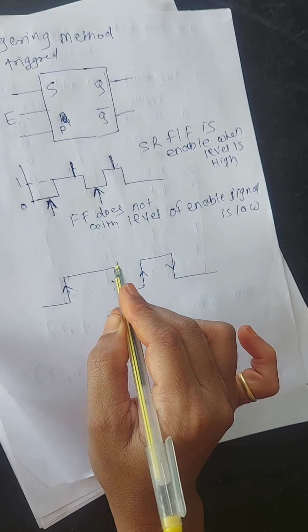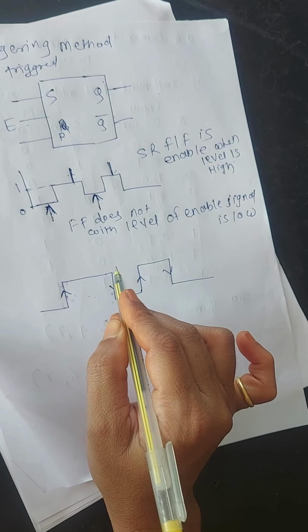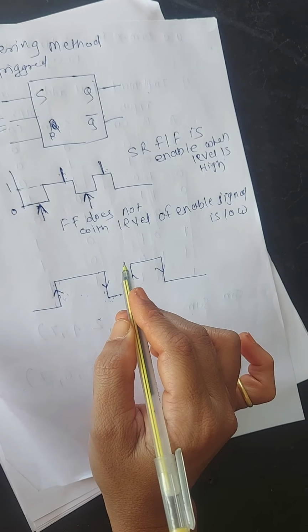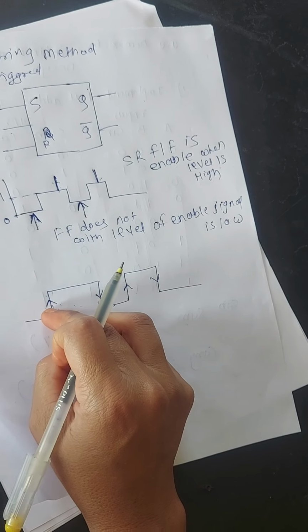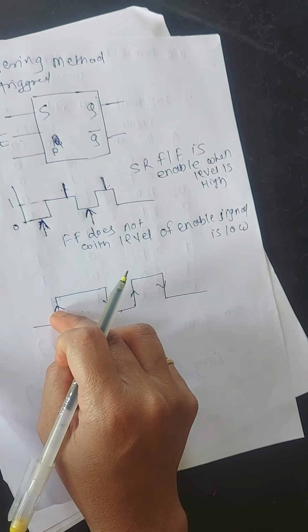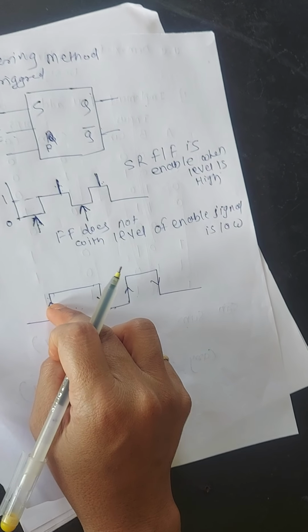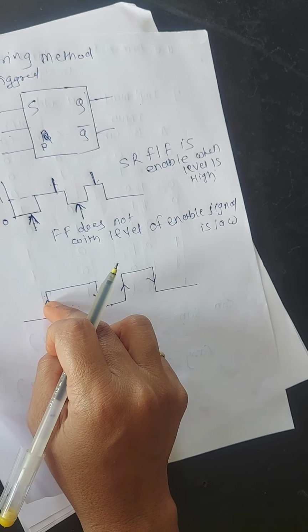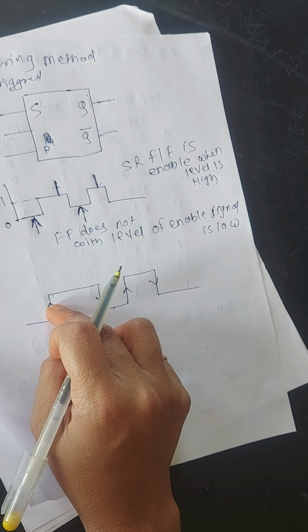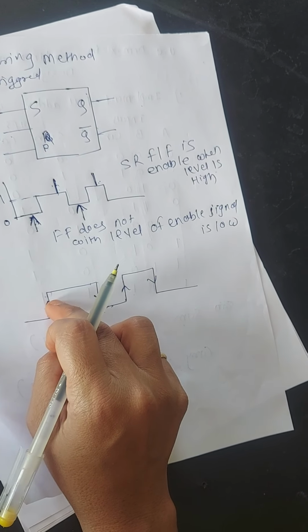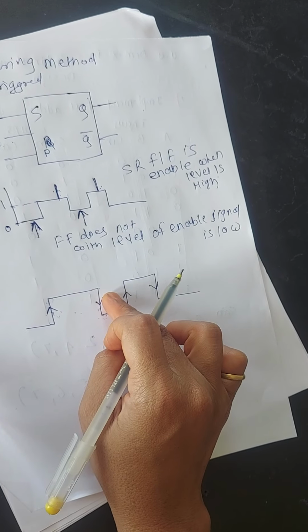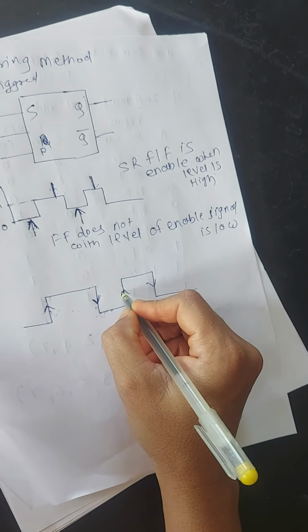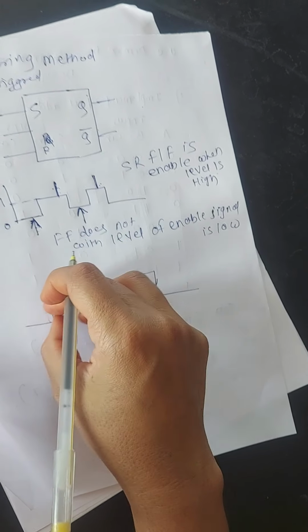A positive edge triggered flip-flop allows its output to change in response to its inputs only at the instant of the rising edge of the clock. Its output does not respond to change in input at any other instant of time. And a negative edge triggered flip-flop will respond only to the negative edge of the clock. At that time it changes its output.